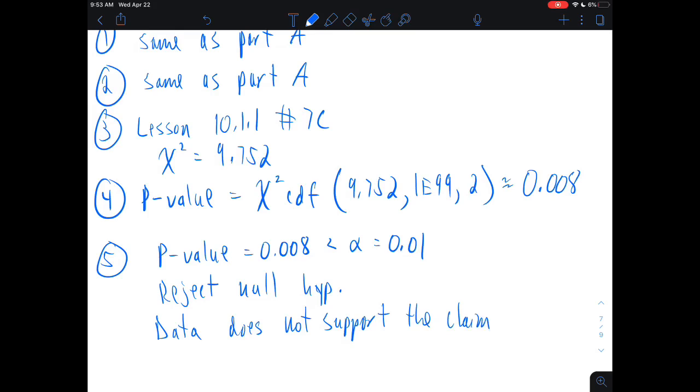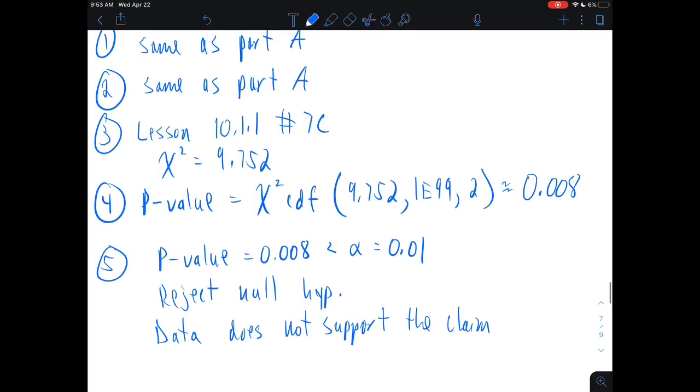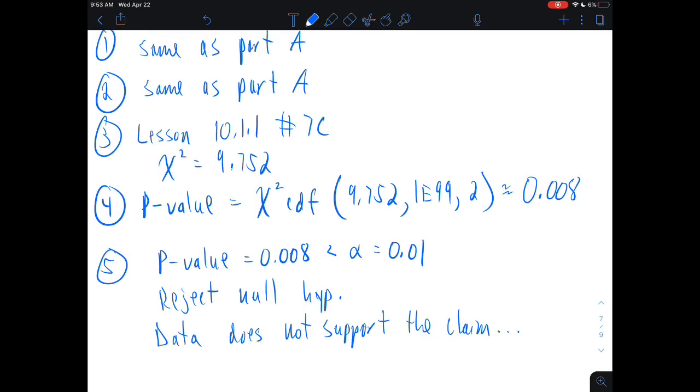And then we could use the wording of the claim, if we want, from the description in number 5. The data does not support the claim that the distribution of population proportions for the cereal was 20% red, 35% white, and 45% blue. I'll let you finish that sentence on your own. You can find that wording in number 5.